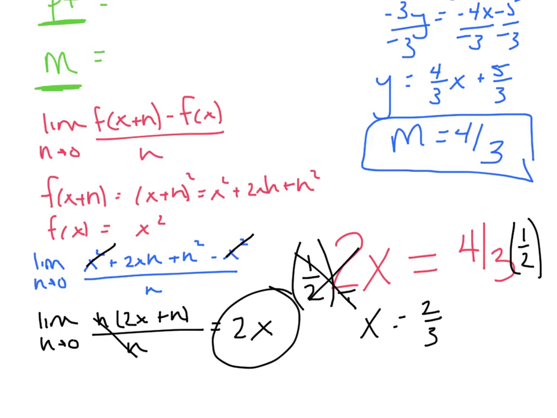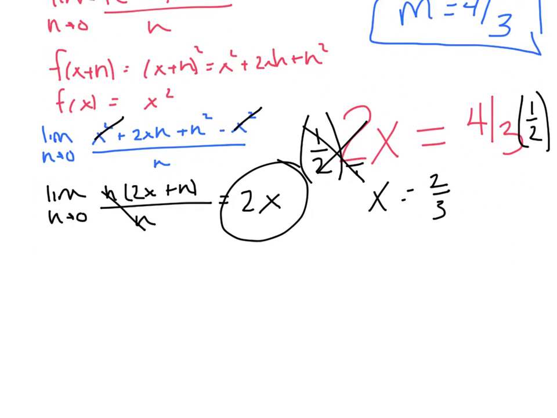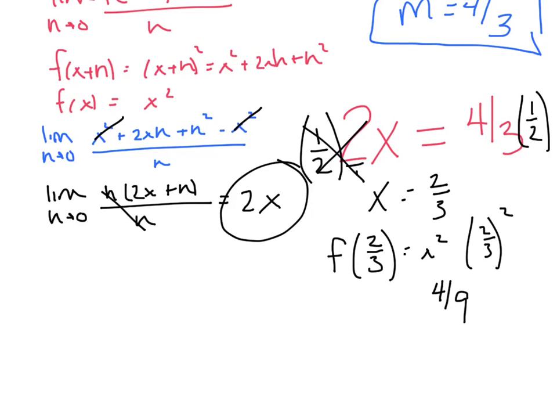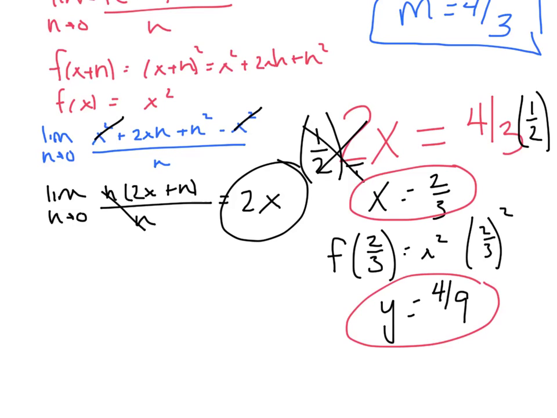Now that I know the x value, all I have to do is evaluate the y value. So I'm going to find f of 2/3. And my function again was x squared. So if I square 2/3, I should get 4/9. And that would get me my y value. So now I have an x value, I have a y value, and I know my slope is 4/3. So I'm going to say y minus 4/9 equals 4/3 times x minus 2/3. And there you have it. So that was our last problem for the night.